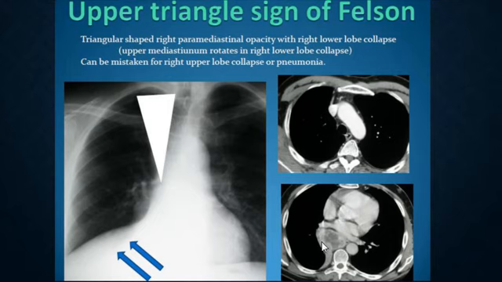Okay? So be careful. Not every triangular thing in the upper part is right upper lobe collapse and the golden S sign, and everyone is happy, except the patient, of course, who is not happy. Okay?